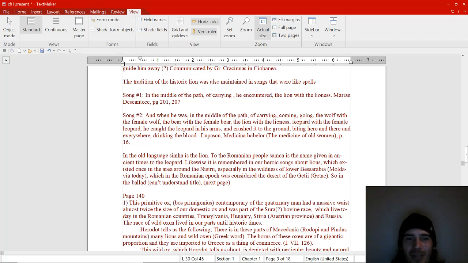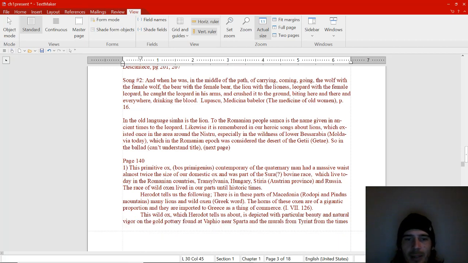In the old language, Simha is the lion. To the Romanian people, Samka is the name given in ancient times to the leopard. So, not only lions, we also have leopards in Romania. Likewise, it is remembered in our heroic songs about lions, which existed once in the area around the Nistru, especially in the wildness of Lower Basarabia, which is Moldavia today, which in the Romanian epochs was considered the desert of the Geti or Getai or Gauls. So the ballad, can't understand the title, next page, page 140.